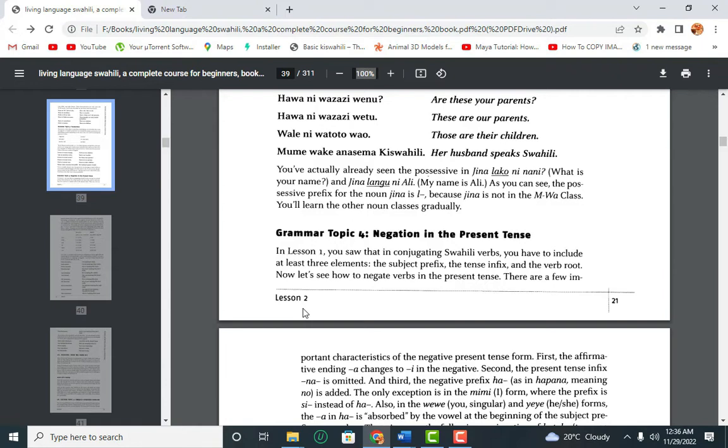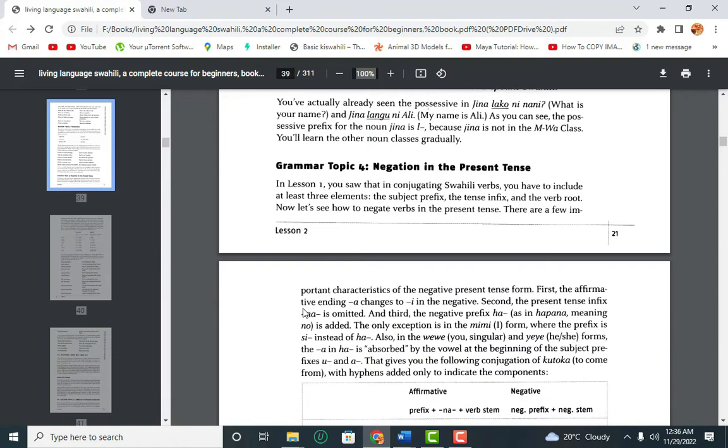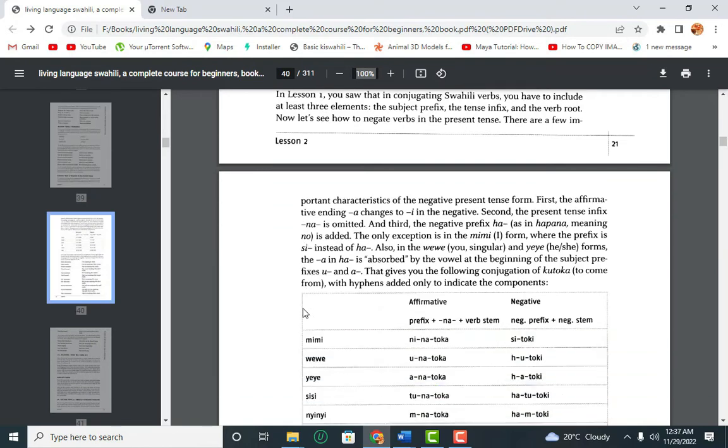Also in the wewe, you singular, and yeye, he or she forms, the a in ha- is absorbed by the vowel at the beginning of the subject prefixes u and a. That gives you the full conjugation of kutoka, which means to come from, with hyphens added only to indicate the components and not to show the whole word.